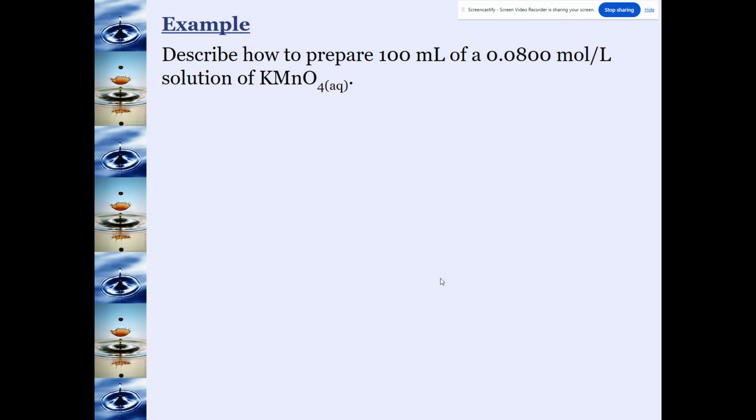Okay, describe how to prepare a 100 milliliter solution with a concentration of 0.0800 moles per liter. And we are given the formula, so we don't have to write the formula ourselves, balancing ion charges, it's already done for us. Now remember, our units of concentration are moles per liter, so my volume needs to be in liters. So I need to divide by 1,000 to convert it into liters.